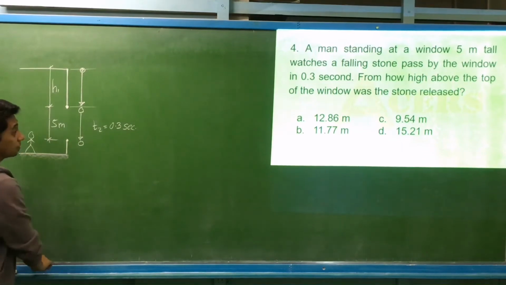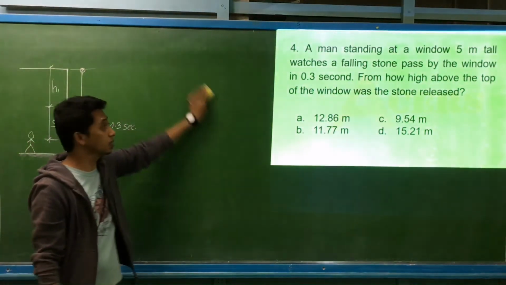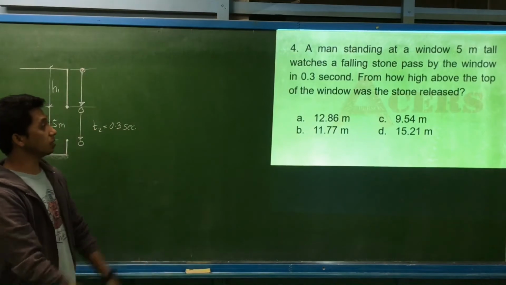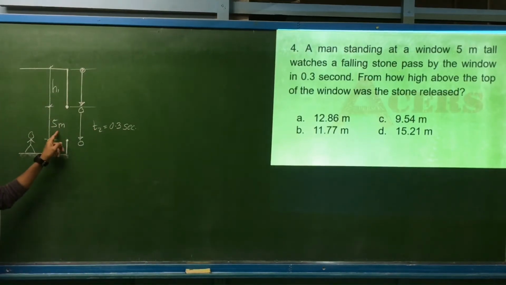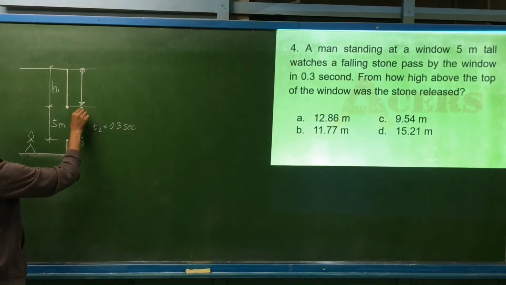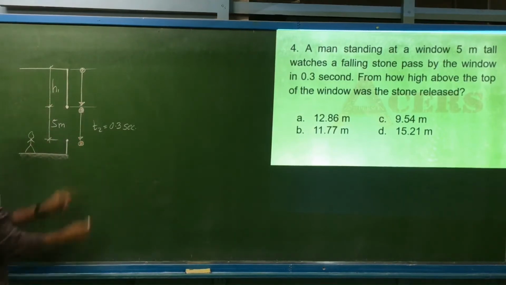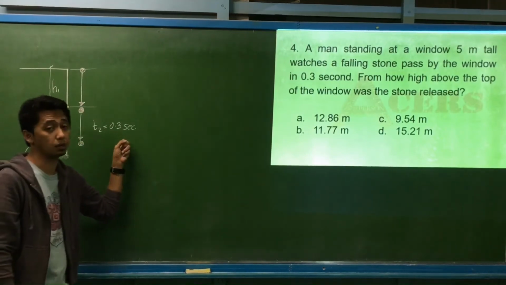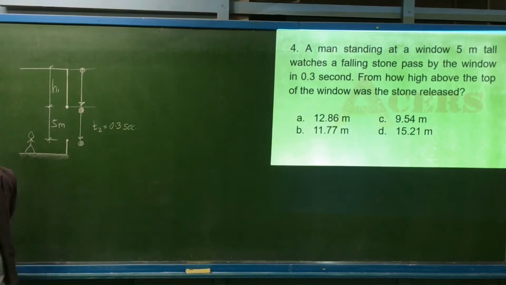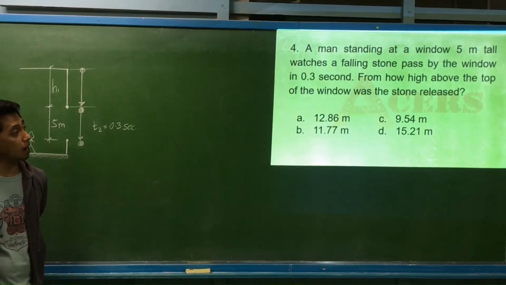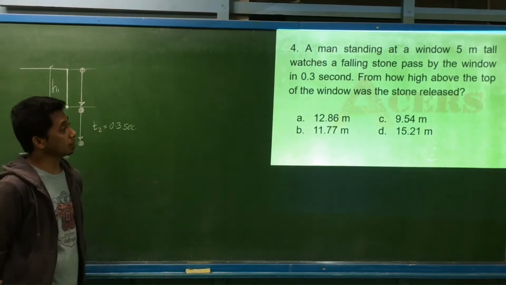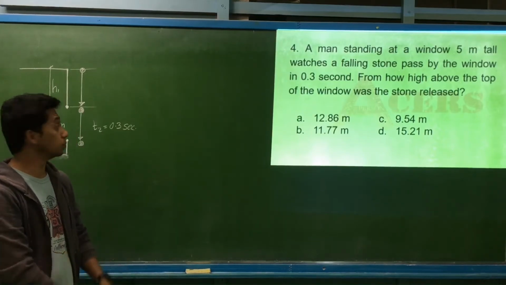This is our next example for vertical motion. So a man standing at a window, so that is a window which is 5 meters tall, watches a falling stone pass by the window. So we are assuming that a stone passes from the upper edge to the lower edge of the window for a period of 0.3 seconds. So the height of the window is 5 meters. From how high above the top of the window was the stone released?